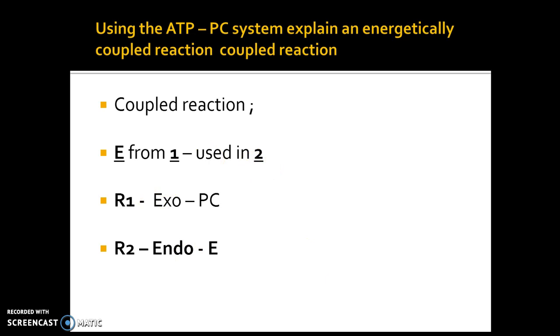That's where we use that first, but once ATP is broken down, we have to look at PC as a coupled reaction. So hopefully that makes sense and you can remember that a bit. Remember, at the moment I haven't actually done the ATP PC system, I've just used a coupled reaction within it. So it's important you know this concept of an energetically coupled reaction. That could be a standalone question.